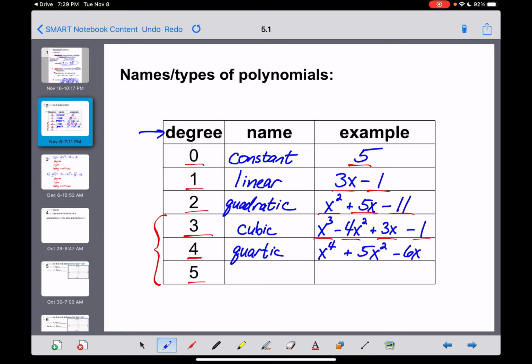And lastly, a fifth degree polynomial, fun word right here, is called a quintic polynomial. These two words right here, not overly important, but we better know what quadratic means. I hope you know what linear and constant means, and we should know what cubic means going forward. An example of a quintic polynomial, it would have to have an x to the 5th term, so I'll just throw a coefficient there of negative 2x to the 5th, and maybe this one just has a minus 7x cubed and then a plus 13 at the end. There you go. That would be an example of a quintic function. It could have up to 6 terms, but it doesn't have to have that many.